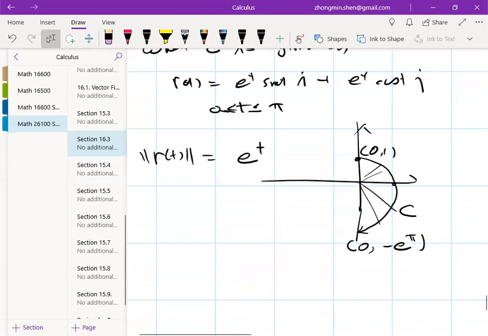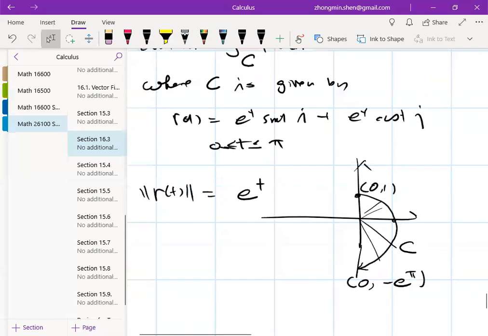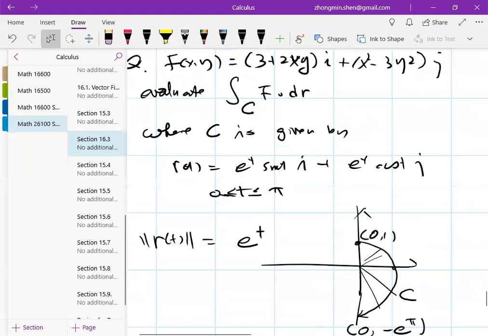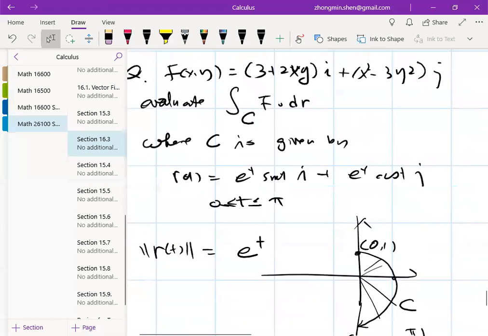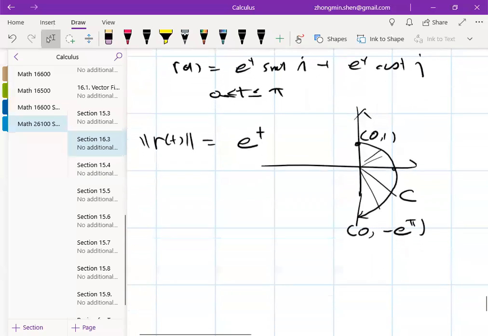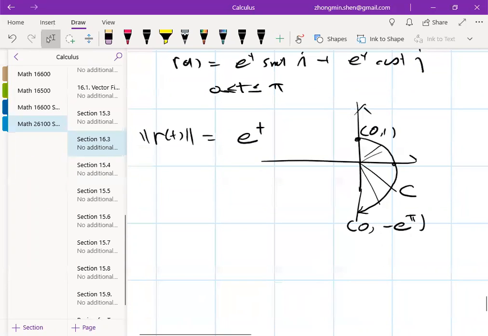You want to evaluate the line integral there. There are a couple of ways to do it. One is you do it directly. You do it directly, it's pretty complicated. Look at this function, you have to find the derivative of this vector-valued function. Let's at least write down the integral. So the integral over C of F dr is the integral from 0 to pi.